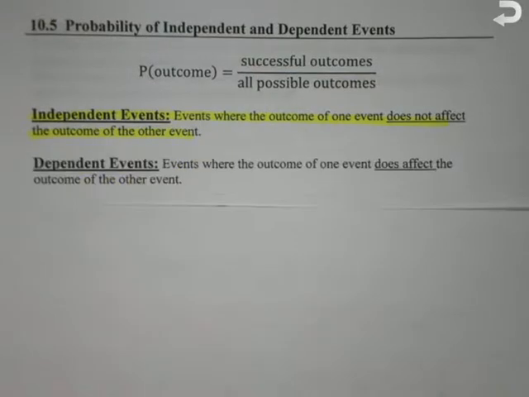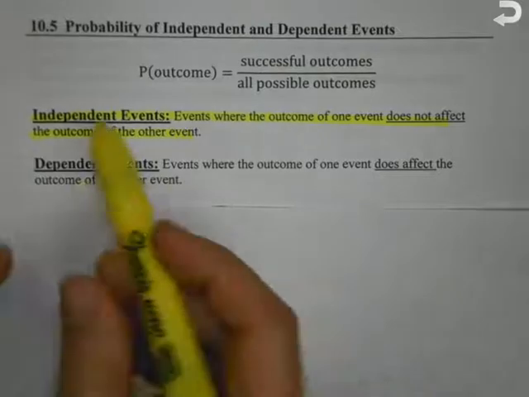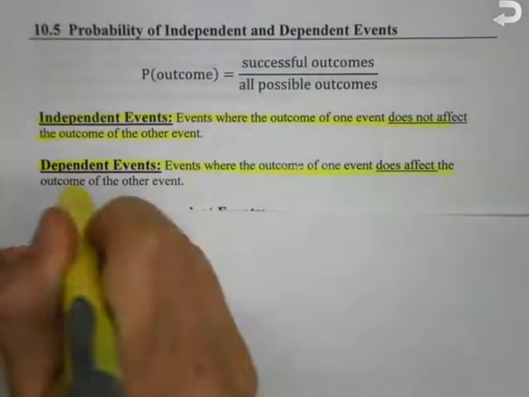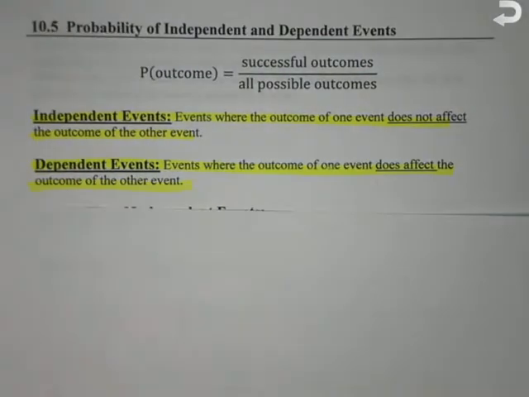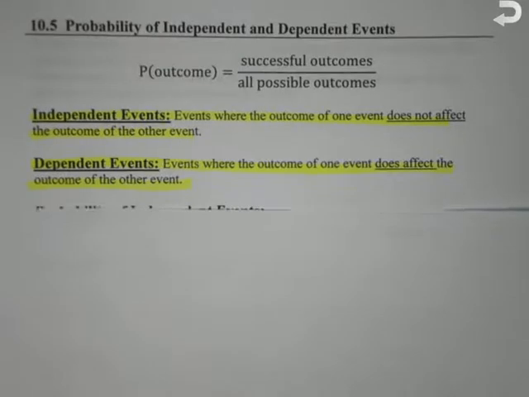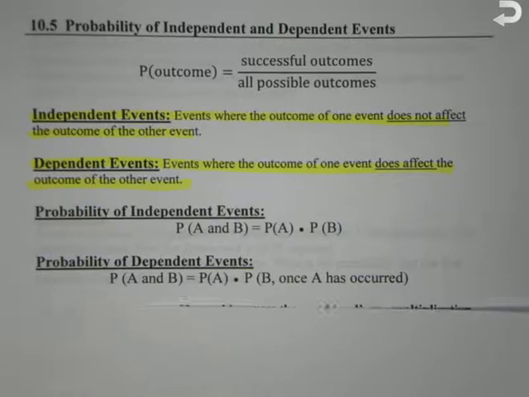Dependent events are events where the outcome of the first one does affect the outcome of the other. So if you pull a marble and then you keep it, now there's less marbles to choose from in the bag, correct? Okay? It's kind of like the CDs. Remember how we had the box of CDs and we were pulling those? Those are dependent events because what you pull the first time affects what you pull the second time. Okay? Alright, so here are the formulas for those.